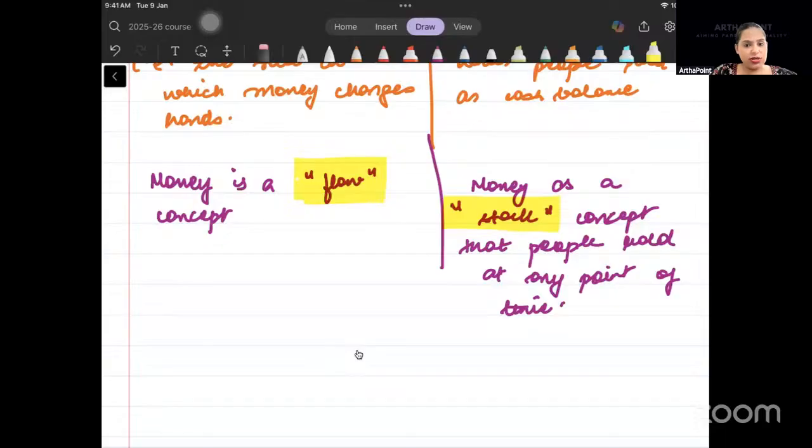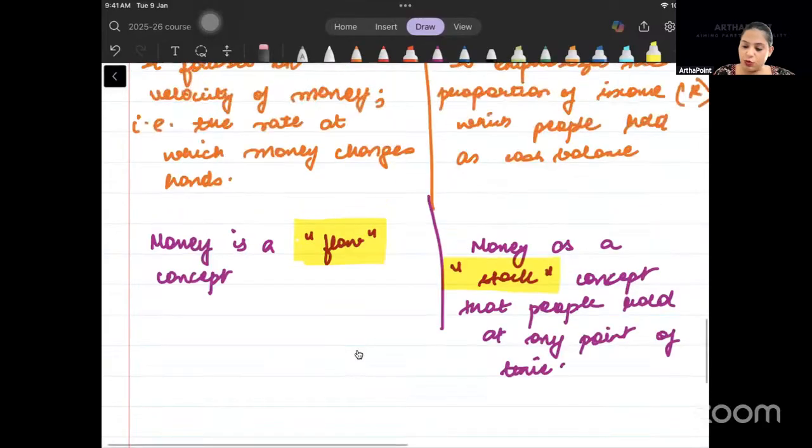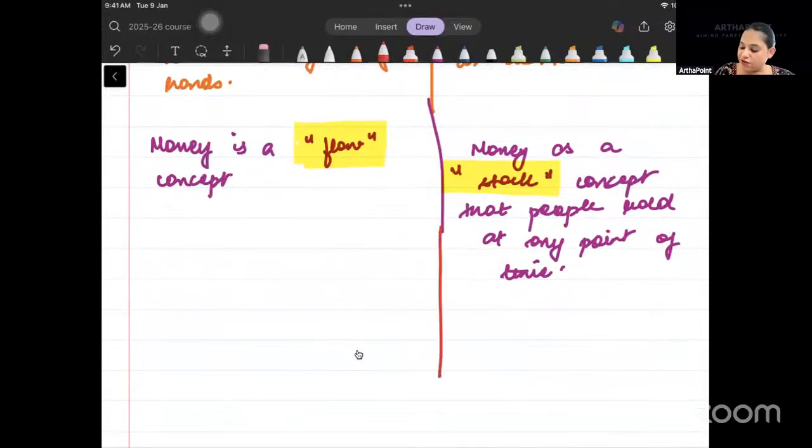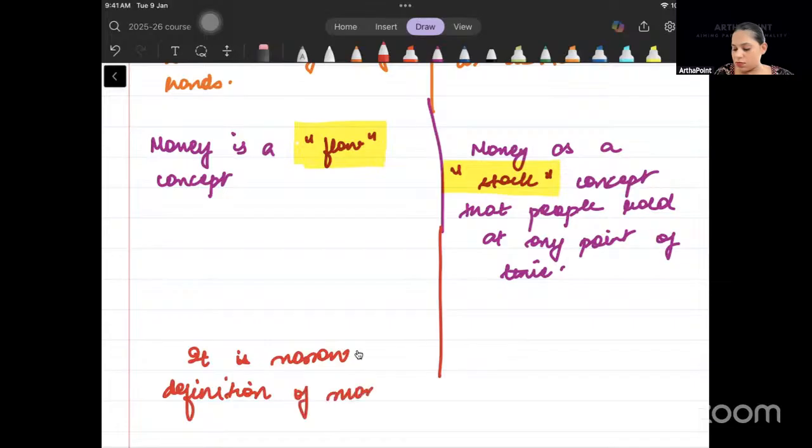Because transaction demand of money is just a mechanical approach which we have written, we can say that it is a narrow definition of money, which says that money is used only for transactions. Whereas the other one, our cash balance approach, we can say it is comparatively a broader definition because it is considering stock of money, it is considering money as a store of value, right? So it's a better framework, right?